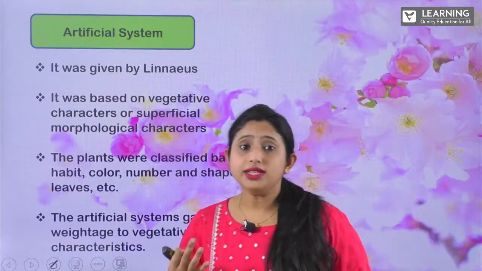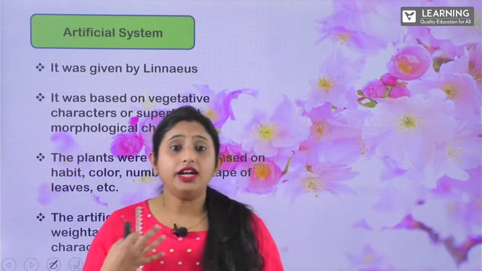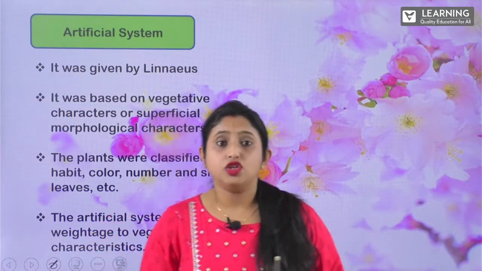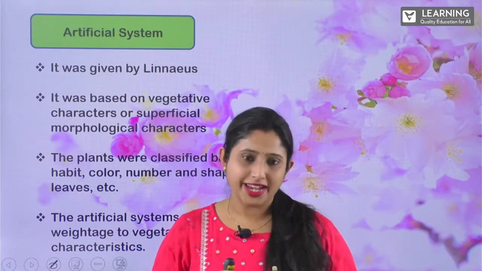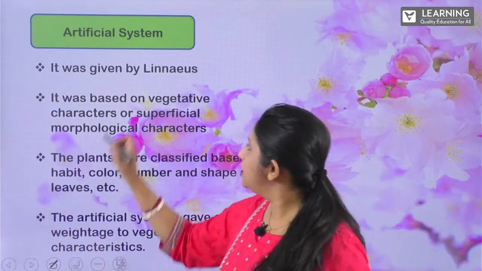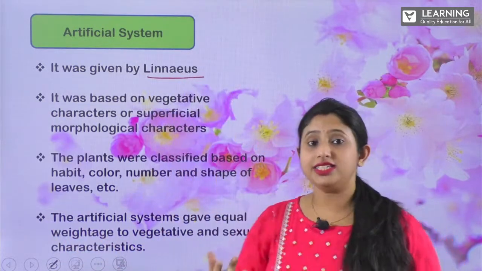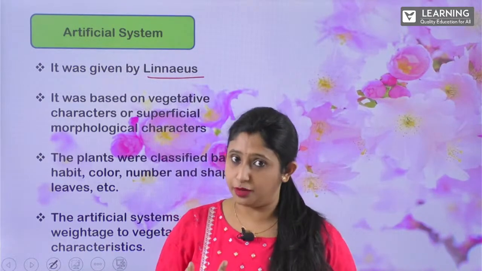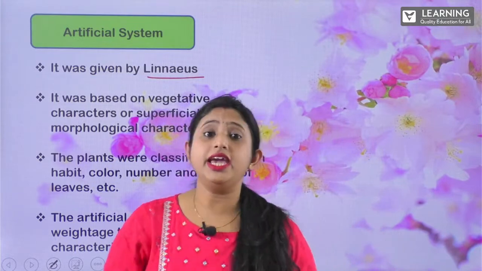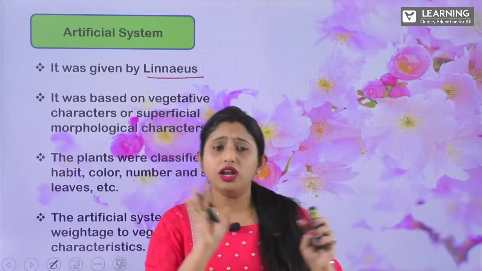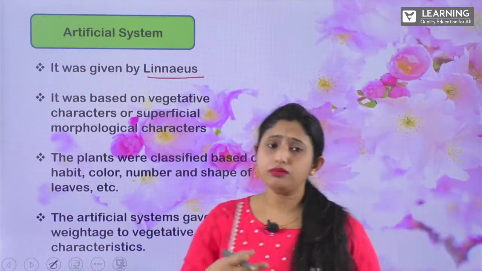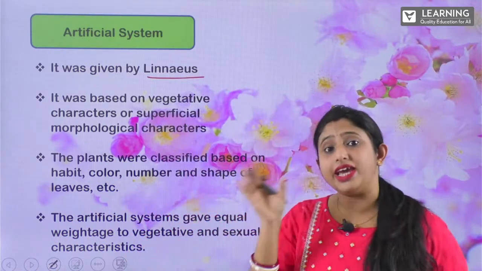Yes. So what is this artificial system? In the artificial system, the scientist is Linnaeus, right? So who is the father of taxonomy, isn't it? So who has given it? It was given by Linnaeus, right? So Linnaeus has given this artificial system of classification for plants. This scientist classified the plants only on the basis of their external features and morphology. So only on the basis of the external features.